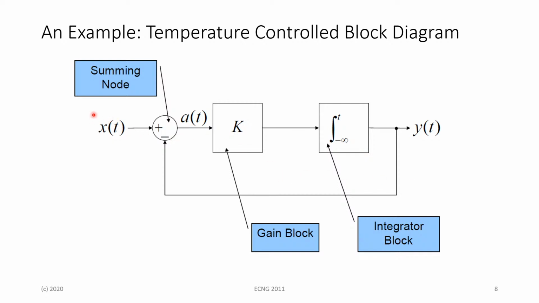So let's say we have a temperature control block diagram, where we have a summing node with a negative part and a positive part, giving a resultant equation. We have a constant gain block and then an integrator block throughout the entire system. We also have the output feeding back into the input in a negative form, represented by the minus sign here.